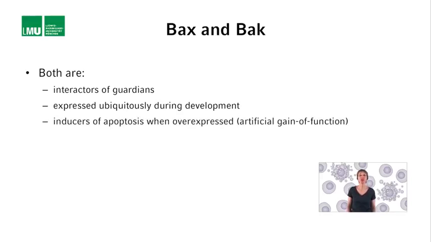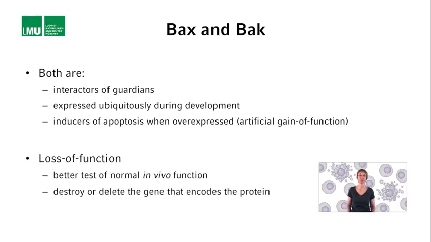The overexpression of a protein in a system, such as cell lines, represents the protein's gain of function phenotype, and it is somewhat of an artificial experimental setup. What is the more rigorous test of a protein's normal in vivo function is to determine its loss of function phenotype. What happens to the organism when you destroy or delete the gene that codes for the protein of interest?